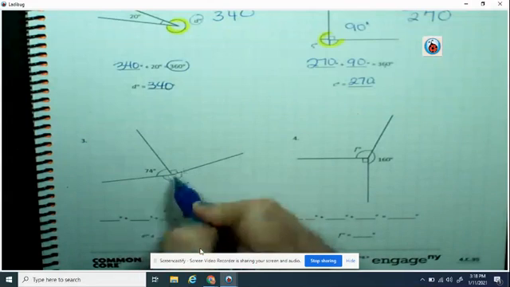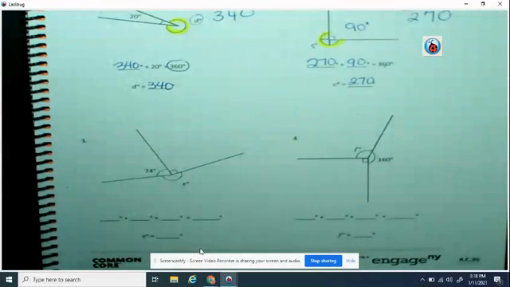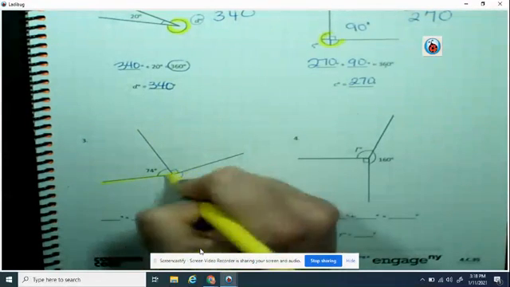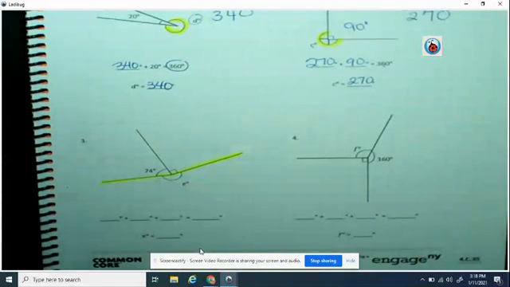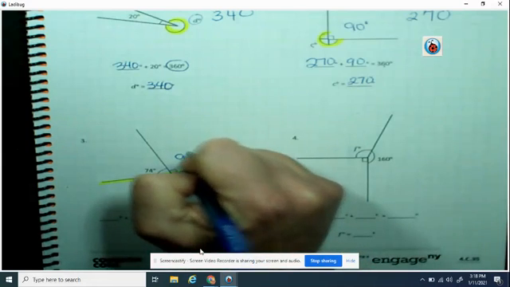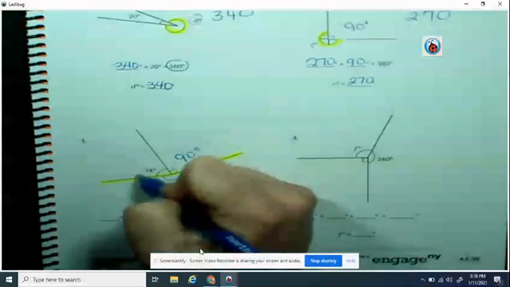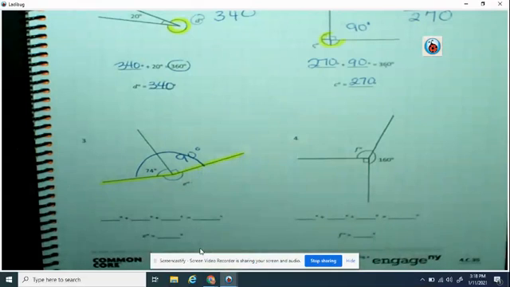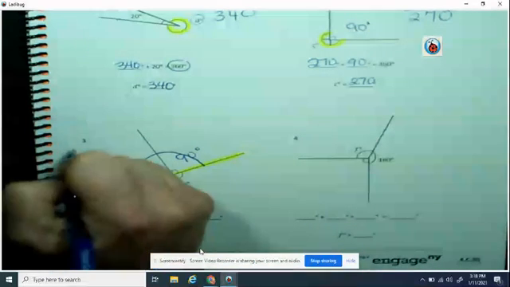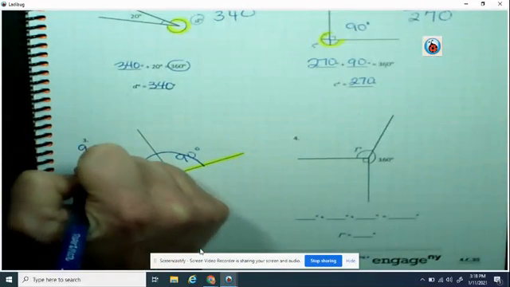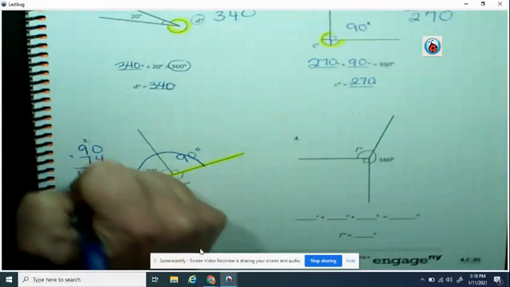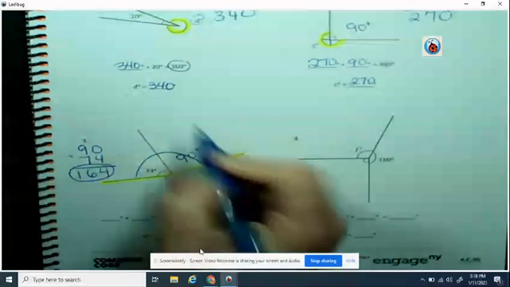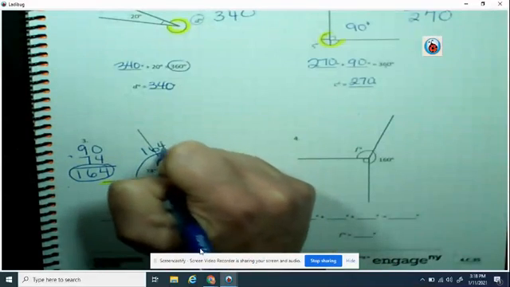All right, so here we can see that this line here, that is not a straight line. It's close to a straight line, but it is not a straight line. So we know this is a 90 and this is a 74. We need to figure out what this angle right here is, okay? So to do that, we're going to do 90 plus 74. 0 plus 4 is 4. 9 plus 7 is 16. So altogether, this angle right here is 164.